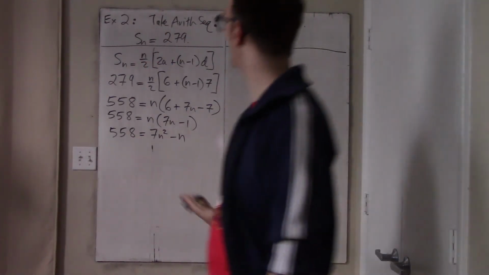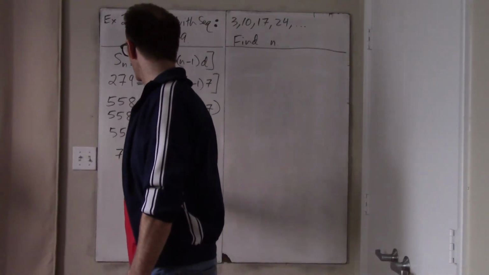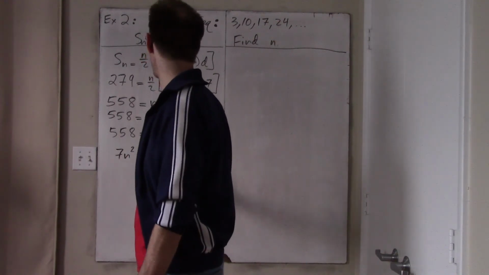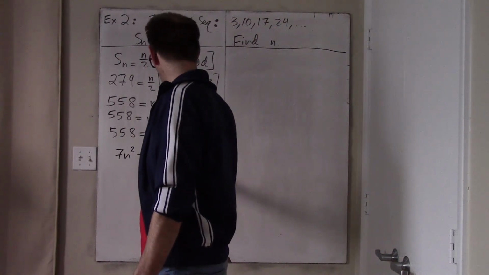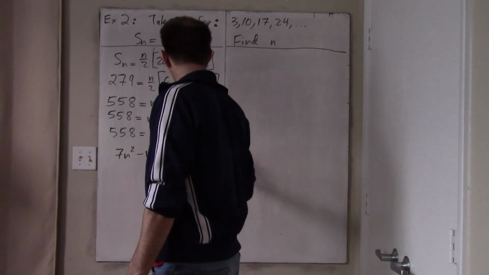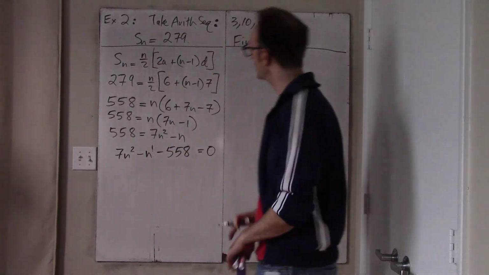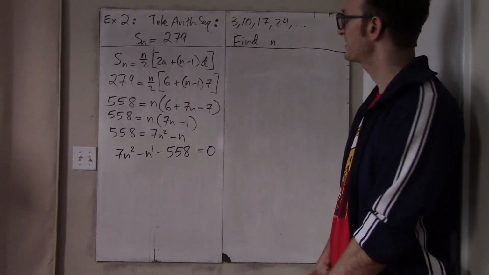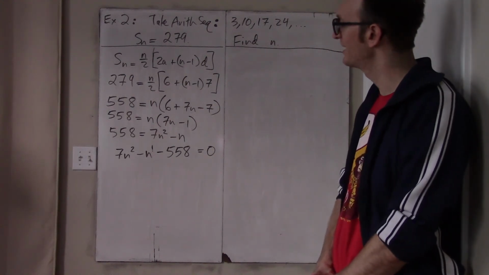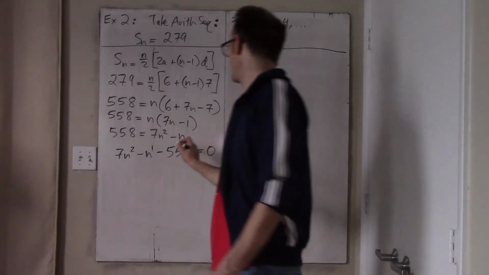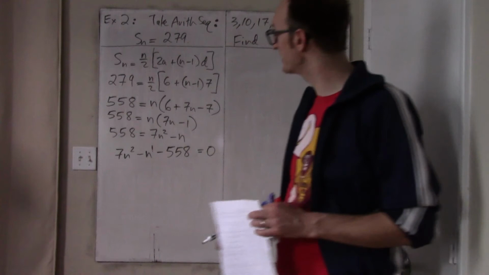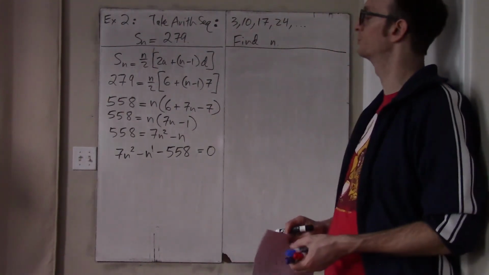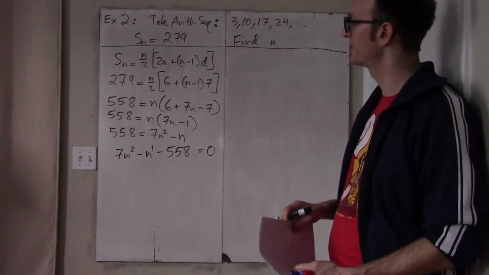And, alright, here we go. That wasn't too hard. 7n squared minus n minus 558 equals 0. Okay, but this isn't the kind of quadratic equation that is necessarily so easy to solve, because these numbers are huge. How should I solve this?